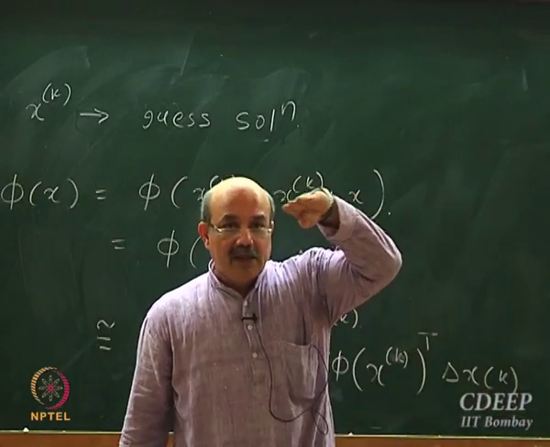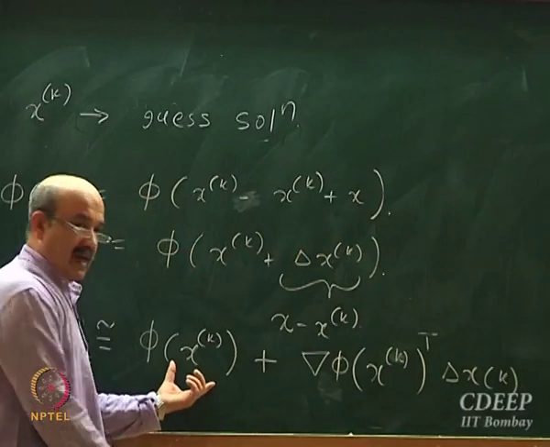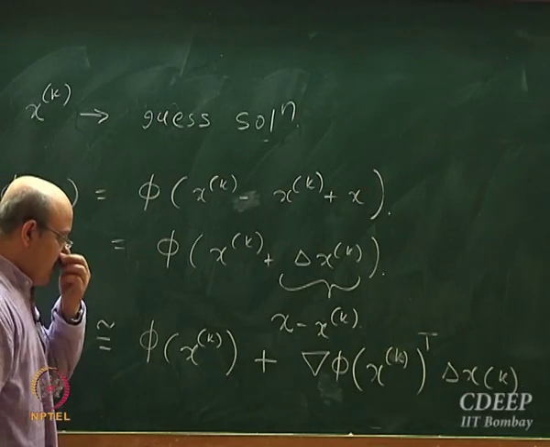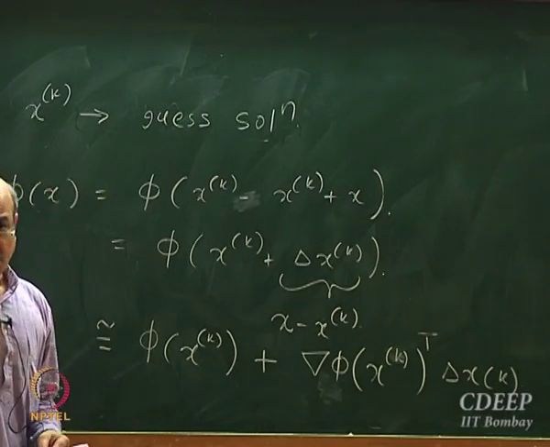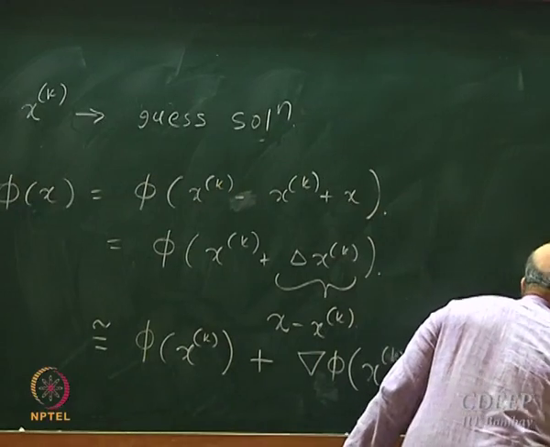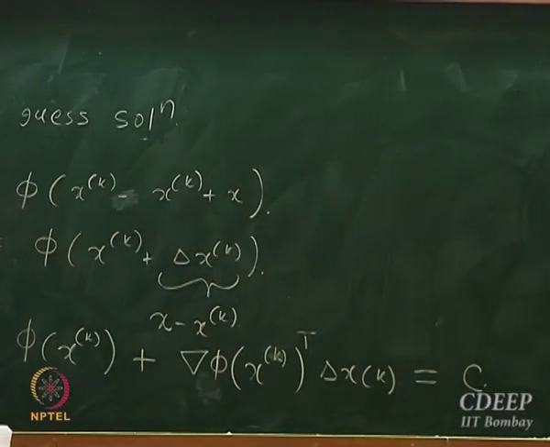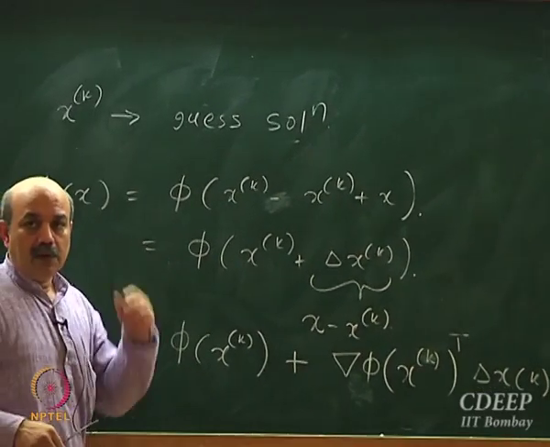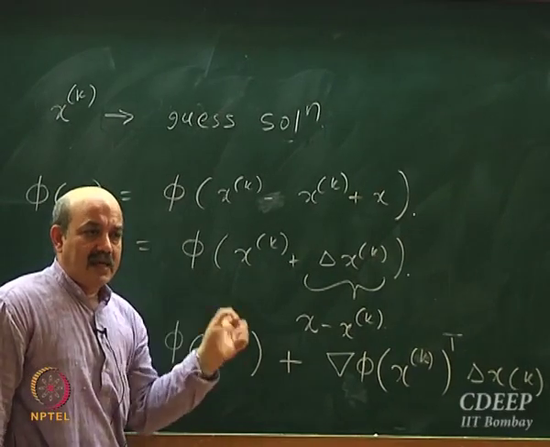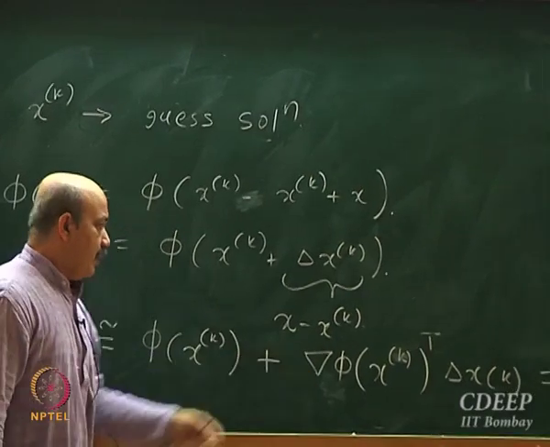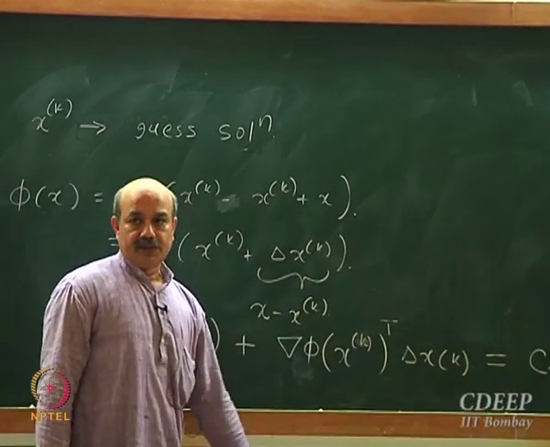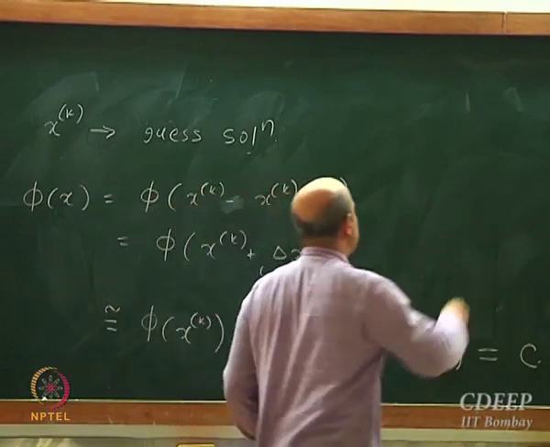I am looking locally at how this function behaves in the neighborhood of xk. And then I want to look at the level surface, that is, phi x equal to constant, in a small neighborhood of some point xk. I get this approximation of phi x as this. What happens at x equal to xk?